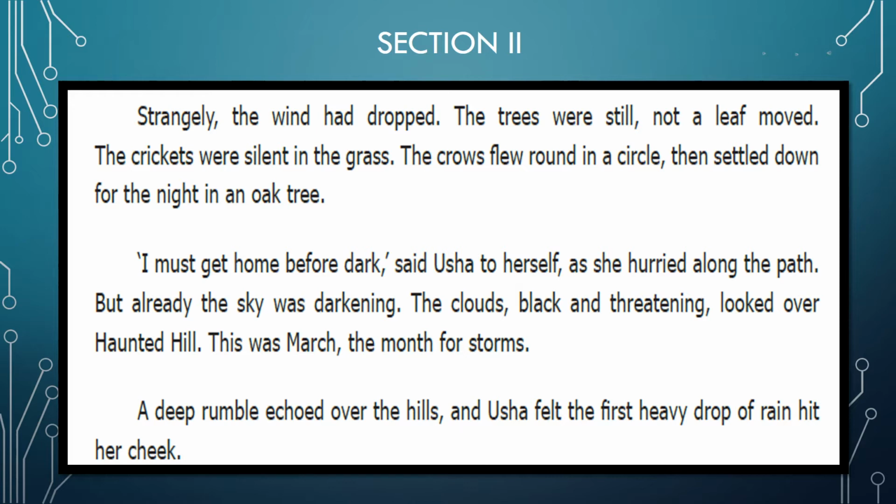Here, the writer says that before it started raining, strangely, the wind had dropped, the trees were still, and not even a leaf moved. The crickets were silent in the grass, the crows flew round in circles and then settled on an oak tree. The sky was darkened and the clouds threatened. A deep, echoing sound was heard over the hills. And Usha felt the first heavy drop of rain hit her cheek.